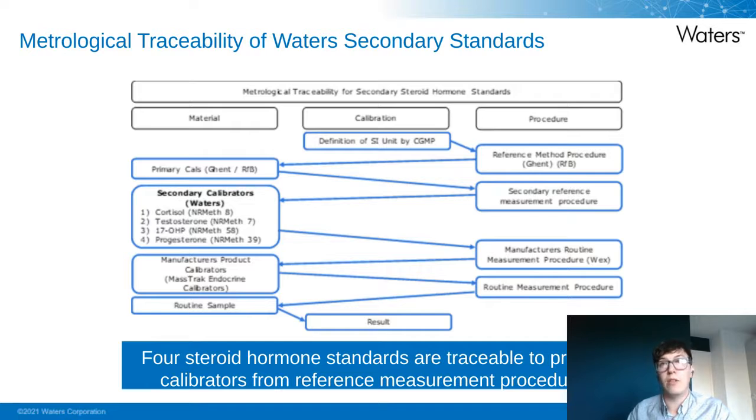And then the separate process covers 4 of those steroid hormones, and these are secondary in-house standards for cortisol, testosterone, 17-OHP, and progesterone. And these are traceable to the University of Ghent and RFB reference measurement procedures. So those values are based on a secondary reference measurement procedure assignment.